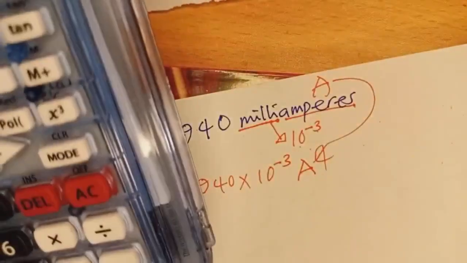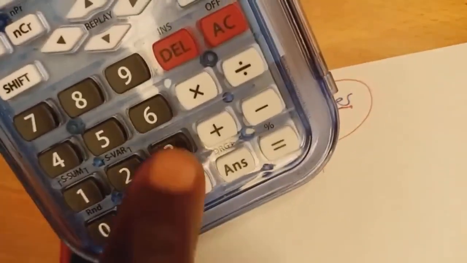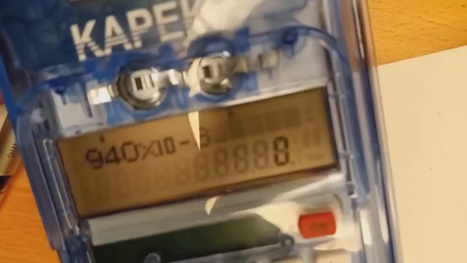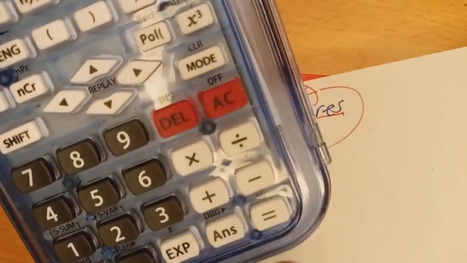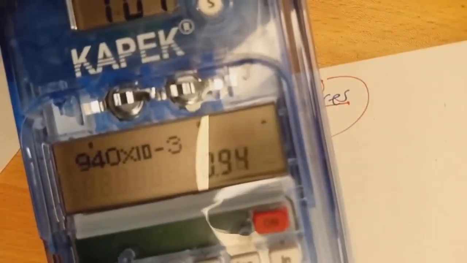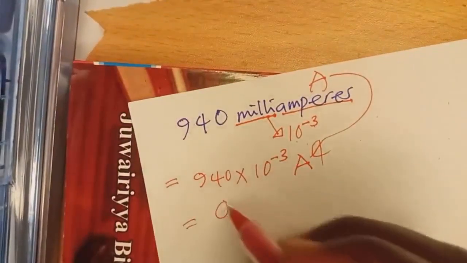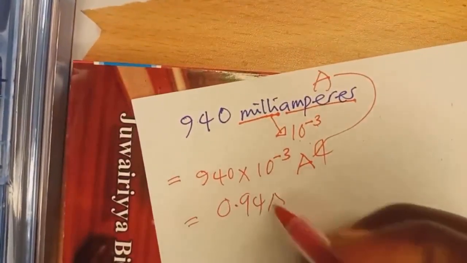Then you press this one. When you press, you can see that the minus sign appears. Now you can press the 3, and you see you have everything: 940 times 10 to the power minus 3, and now you can press the equality sign. When you press the equality sign, you have 0.94. So your answer is 0.94 in ampere.